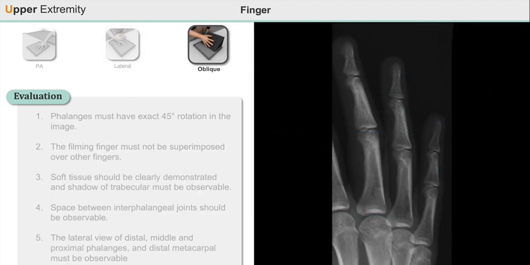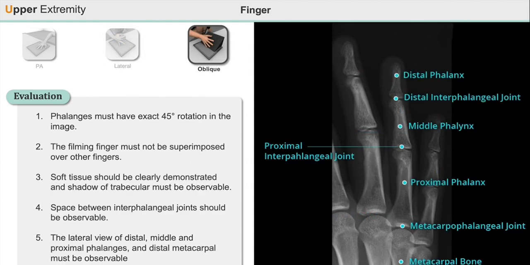In the image of finger oblique projection, the phalanges should be in 45 degrees rotation, and the lateral view of the distal, middle, and proximal phalanges and distal metacarpal bone must be observable.